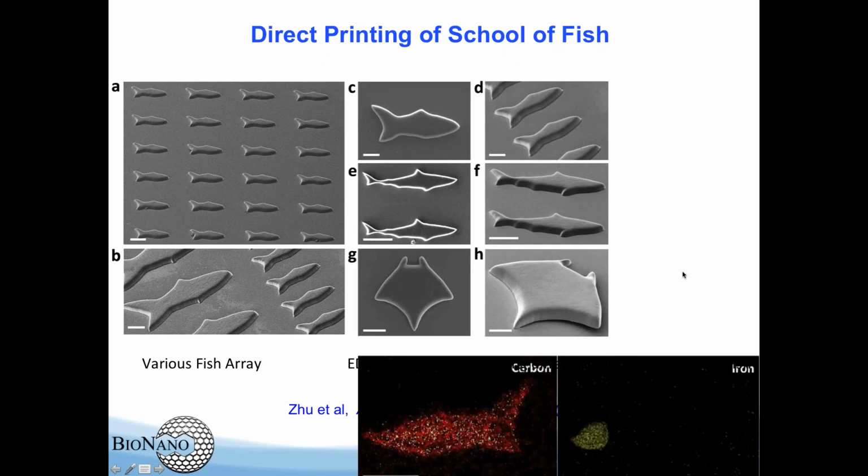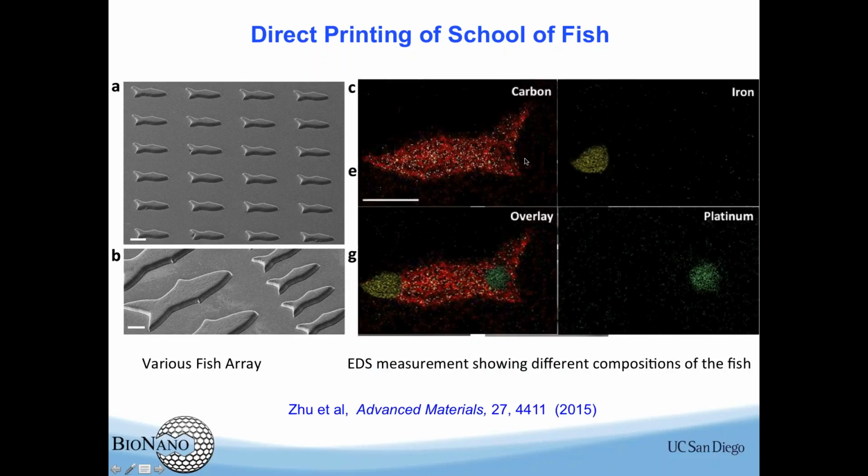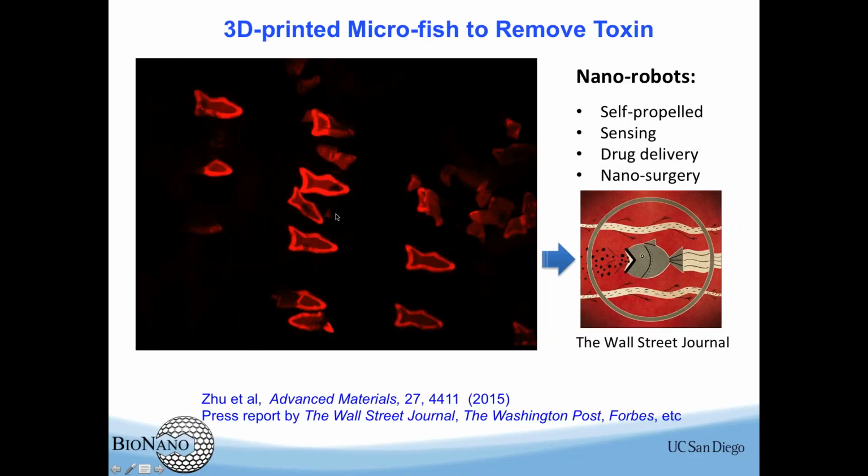Okay. And this figure shows that the fish has different composition in terms of chemical materials. So here in the tail you have the platinum nanoparticles. In the head you have magnetic nanoparticles. Okay. And actually in the fish body we put polydiacetylene nanoparticles inside, so the fish can actually remove toxins in the solution when they move around.